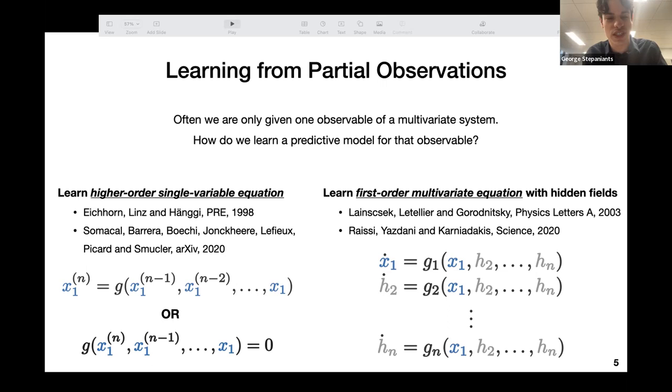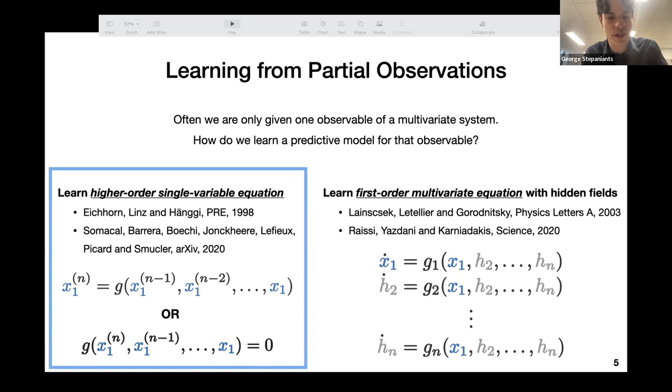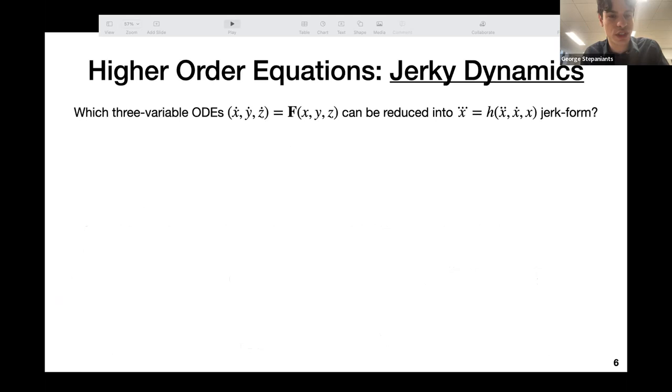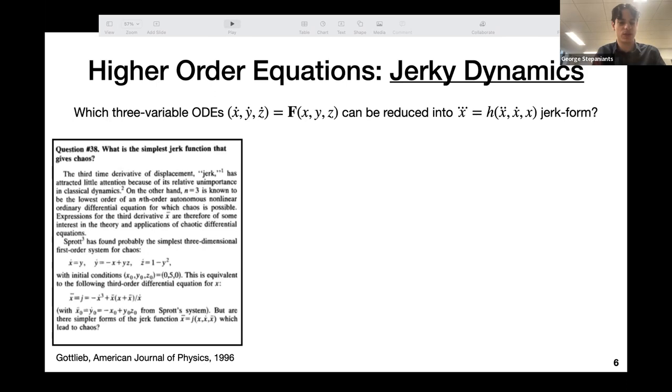So there is a bit of backstory to how people studied these types of higher order models. In the 90s, people were interested in understanding which third order systems actually produce chaotic motion. This went back to a question posed by Gottlieb in 1996, where he essentially took a known chaotic system that was published by Sprott a bit earlier.